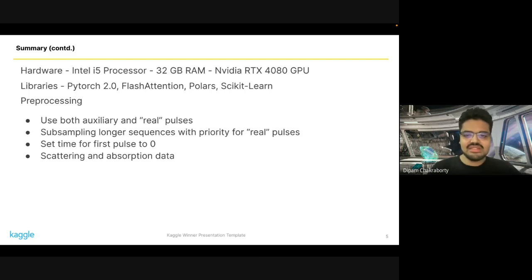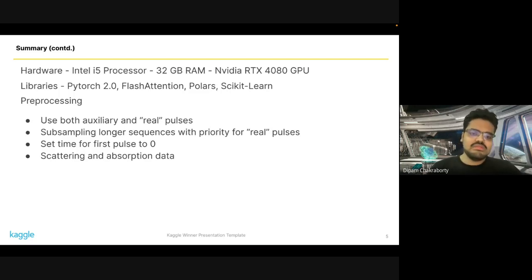So that's sort of what my hypothesis is. I have not tested it well, but I think using them both was quite important for the score. And yeah, I subsample the sequences with priority to these real pulses still. But I mean, the score for the longer sequences is very, very much less already.